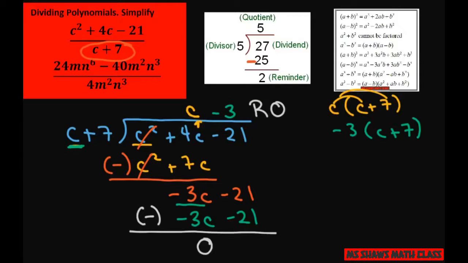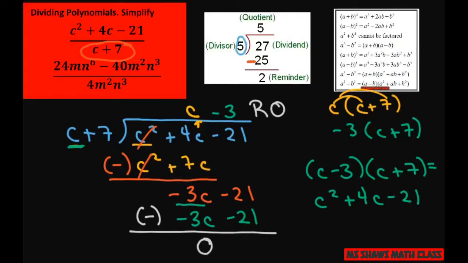And what this means is that c minus 3 times c plus 7 equals our dividend of c squared plus 4c minus 21. Just like with this, you take 5 times 5 plus the remainder, and our remainder was 0. So you multiply those two plus the remainder gives you your dividend back.